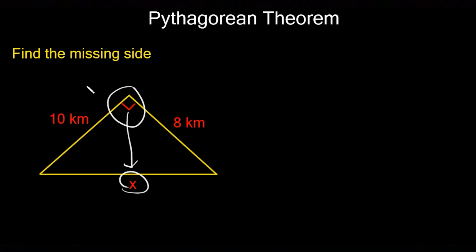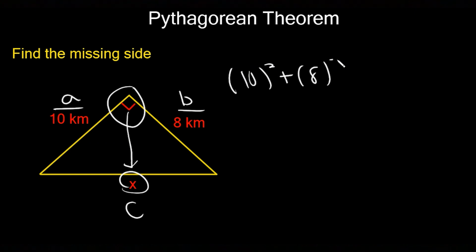So I can go ahead and label this triangle now as A, B, and C. And again, A and B, it doesn't matter which one you're calling A, which one you're calling B, just make sure you are calling X, C here, okay? So if I do A squared plus B squared, what is that gonna look like? Well, that's gonna be 10 squared plus 8 squared equal to C squared. Well, what is C? C is X, so I get X squared, okay?